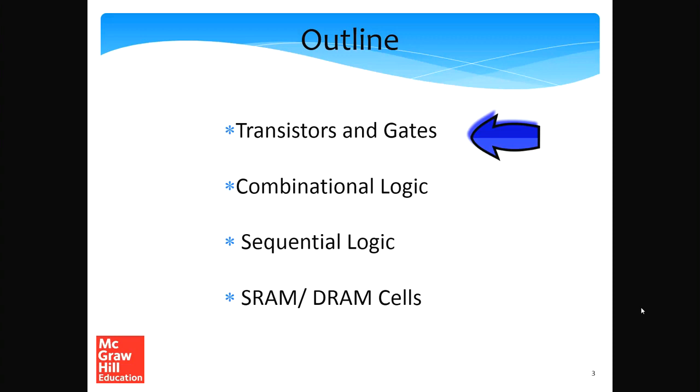Finally, we'll discuss SRAM and DRAM cells. These are the memory elements inside a processor. We can store data here. We can store bits and bytes. SRAMs and DRAMs are two very different technologies, so we'll discuss both of these in the last part of this chapter.